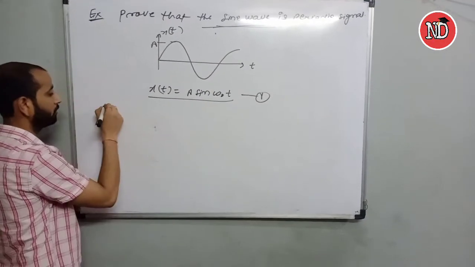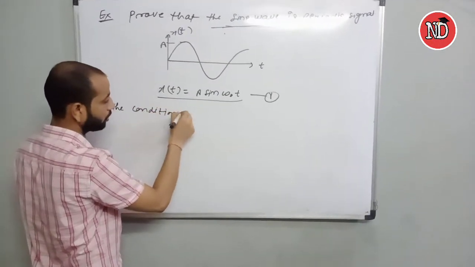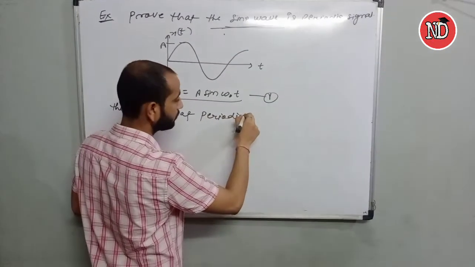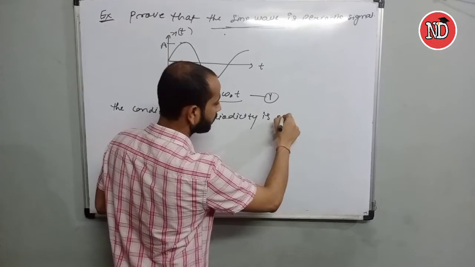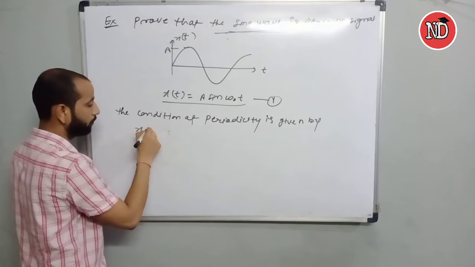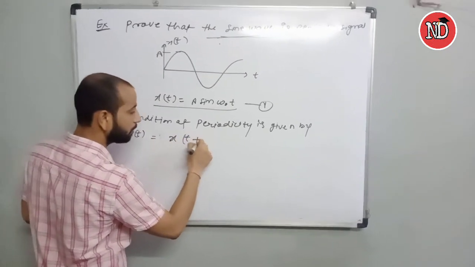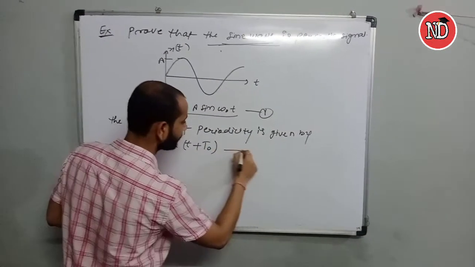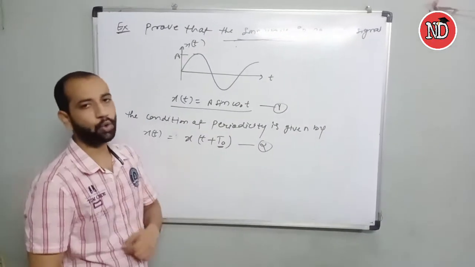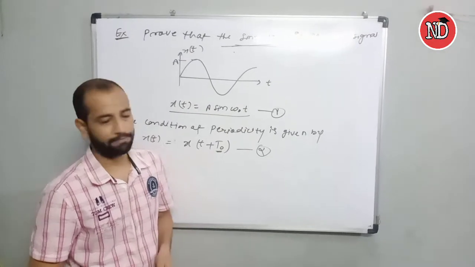We know that the condition of periodicity is given by x of t is equals to x of t plus T0. Equation number 2. Here, what is T0? T0 is the time period from which any signal repeats itself.